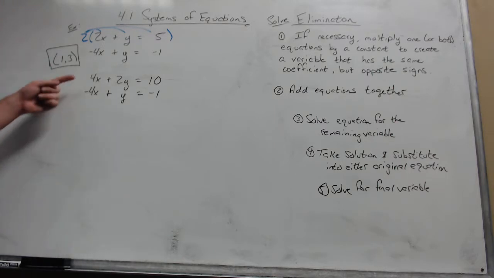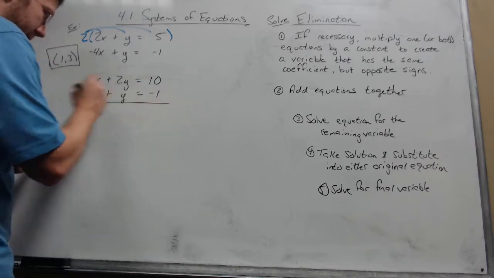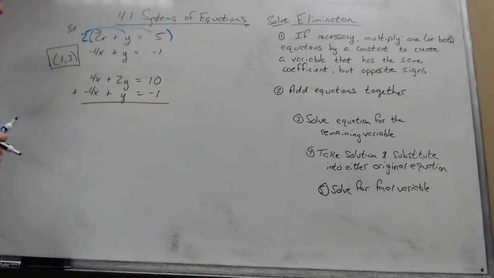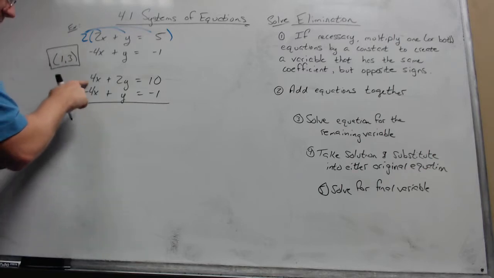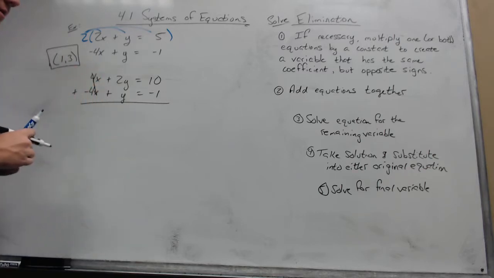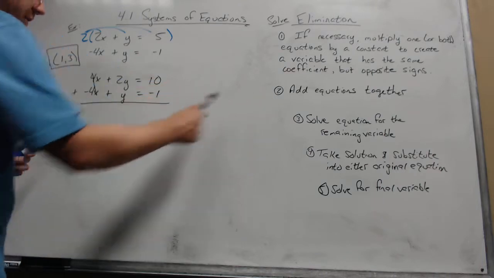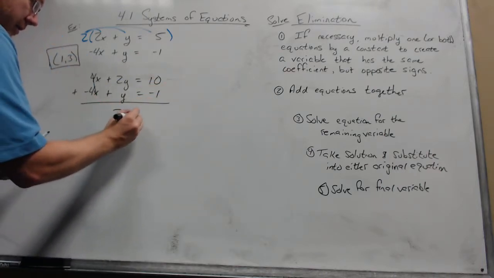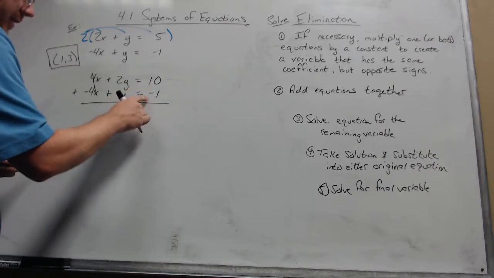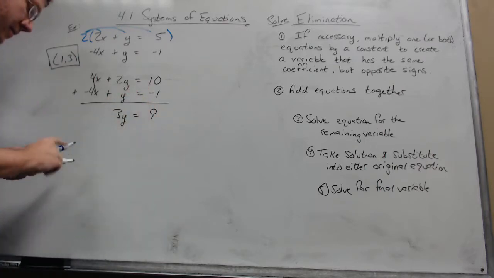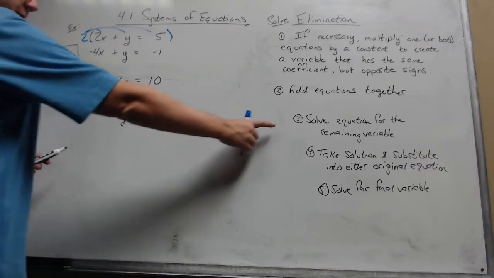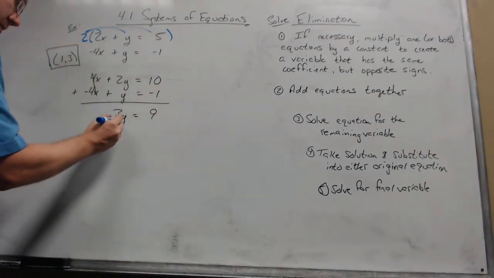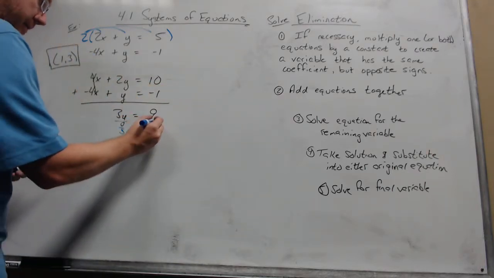All right, now we've manipulated one of the equations so they have the same coefficient, opposite signs. Now let's take a look at what happens when we add these up. Our x's will cancel out, and that's going to be step 2, add the equations together. 2y plus 1y is 3y. 10 plus negative 1 will be 9. Then we can solve the equation. Divide by 3.